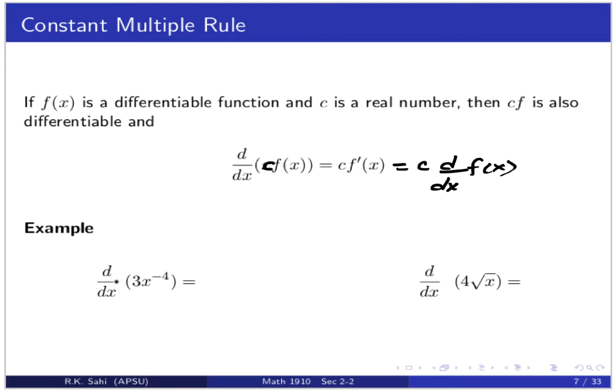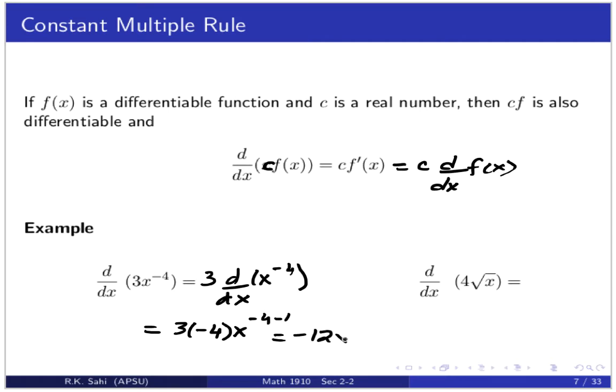So let's look at this one. d/dx, or differential, of 3x to the power minus 4. Now remember, 3 is a constant. We take the differential out and take the 3 out and take the differential of x to the power minus 4. So I think we've done that before. It's going to be 3 times minus 4, x to the power minus 4 minus 1. So it's going to be now negative 12 x to the power minus 5.